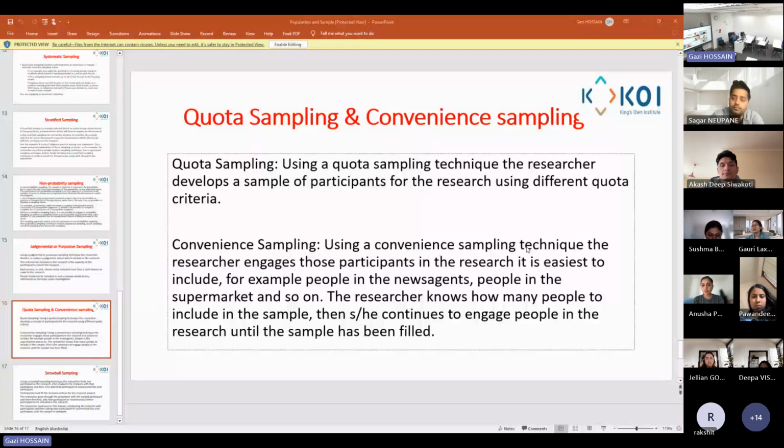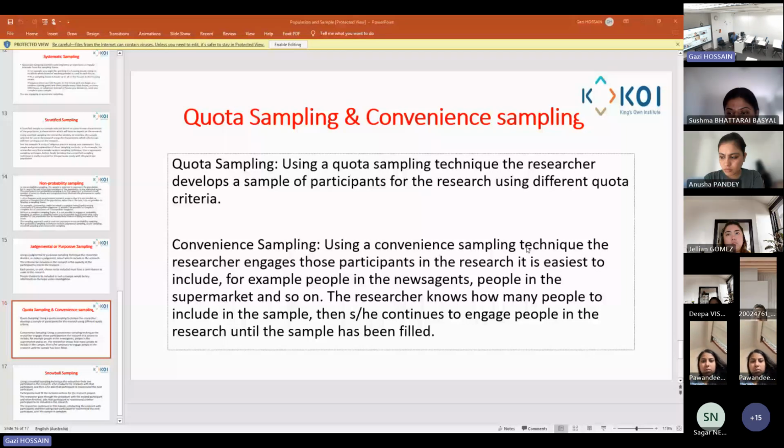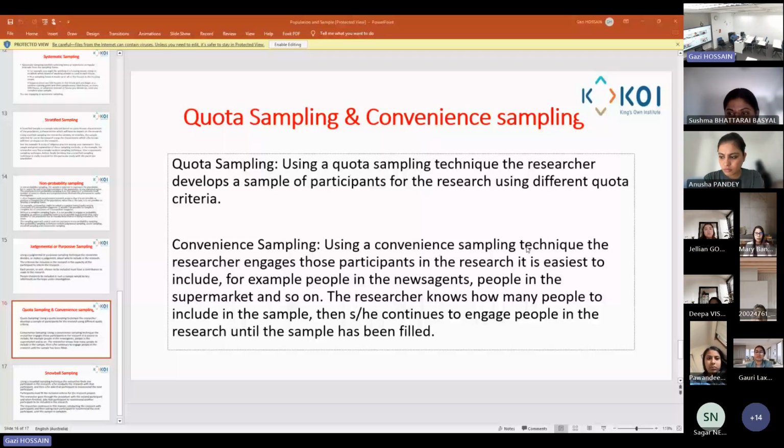Maybe 20 countries. So we will be collecting data from 20 countries, international students, country of origin, or 30 or 50. But when we collect, we will be giving quota according to their presence. So this is quota sampling.